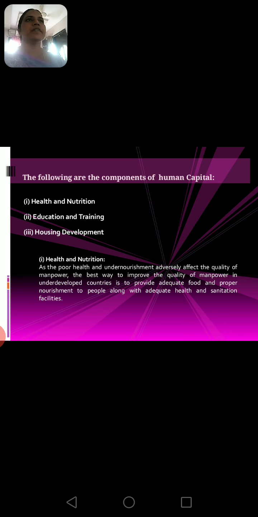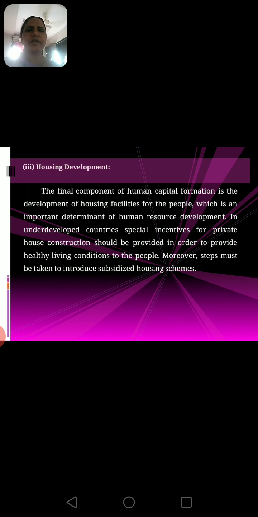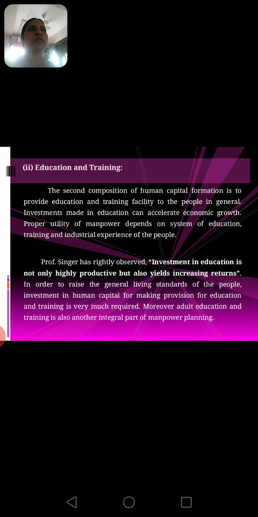Second one, education and training. The second component of human capital formation is to provide education and training facilities to the people in general. Investment made in education can accelerate economic growth. Proper utilization of manpower depends on the education system, training and industrial experience of the people.